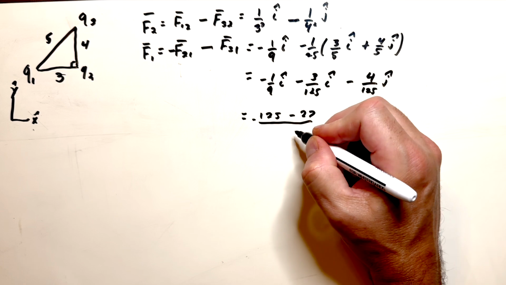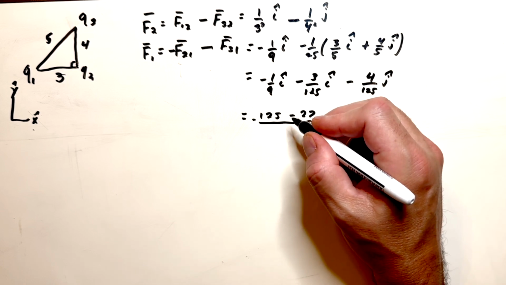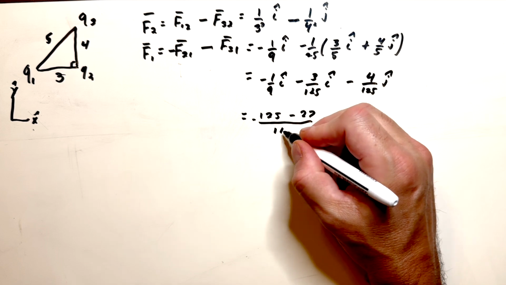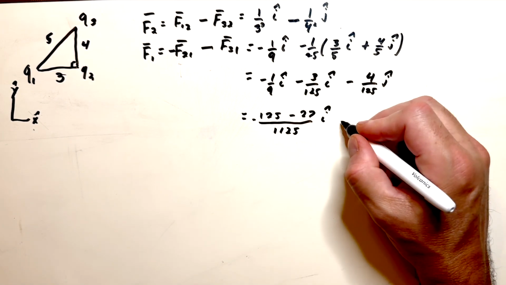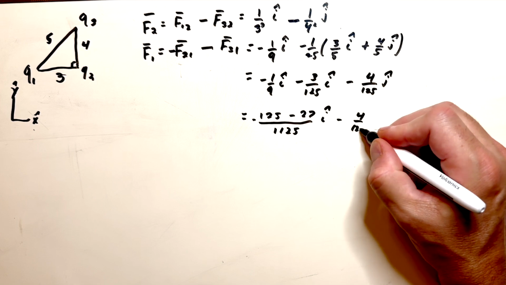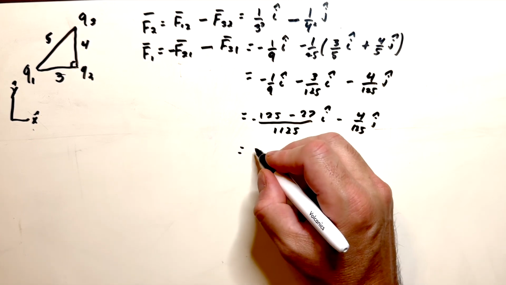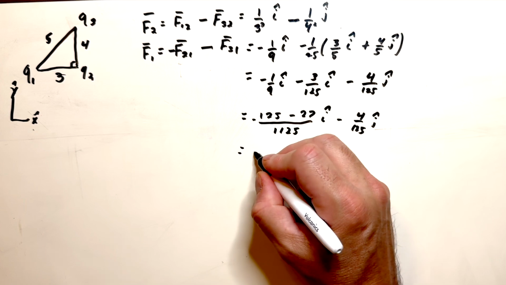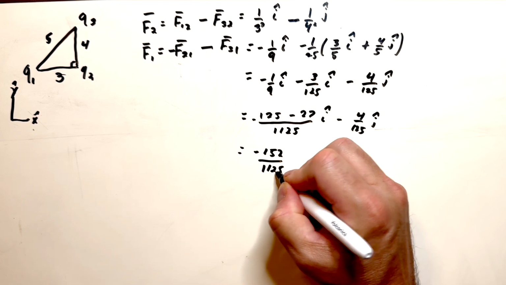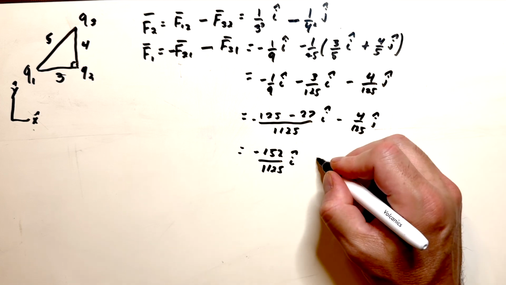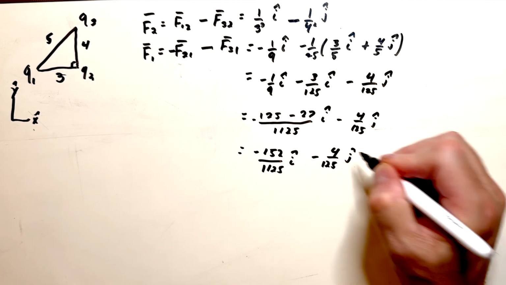All divided by 125 times 9, which is 1125. And then that's in the I direction. And then, of course, minus the 4 over 125 in the J direction. And if I add this up, I get finally that we have minus 152 over 1125 I hat minus 4 over 125 J hat.